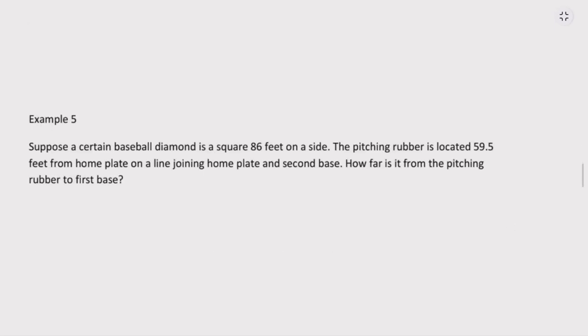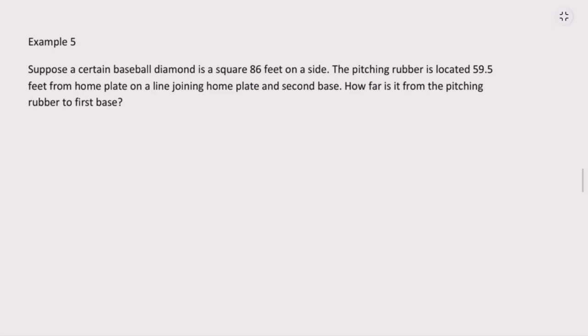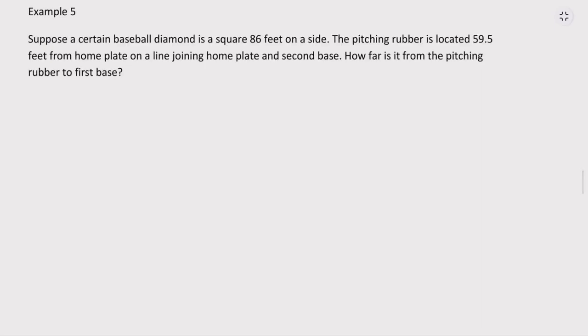Okay, another application problem. Suppose a certain baseball diamond is a square 86 feet on a side. Okay, so it's a square, but I'm going to make it look like a baseball diamond, if I could draw. So this would be home plate, first, second, third. And it says the length of a side is 86, so that means all of these are going to be 86.